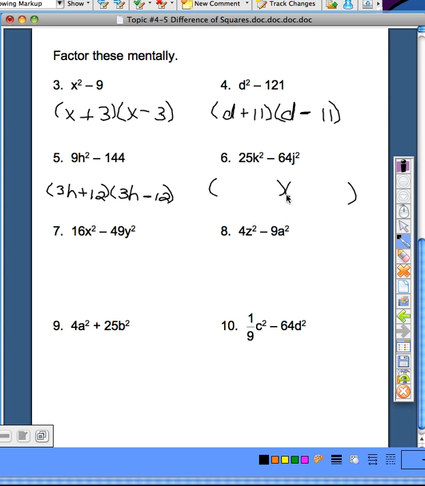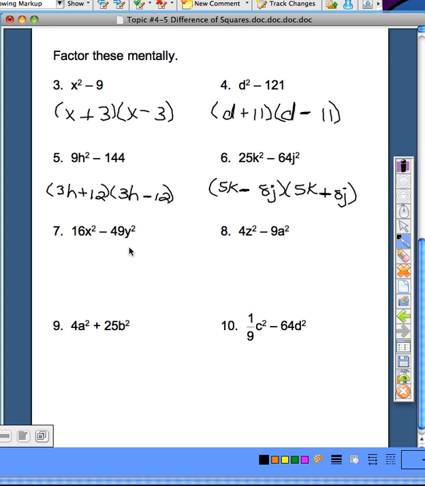We can take the square root of 25k squared, that's 5k. The square root of 64j squared is 8j. Be sure you put that letter on it. And one of the factors is minus. Notice I put the minus one first this time. It does not matter. It will still multiply, if you use FOIL or double distribution, to give you your original answer, and it's a good idea to check.